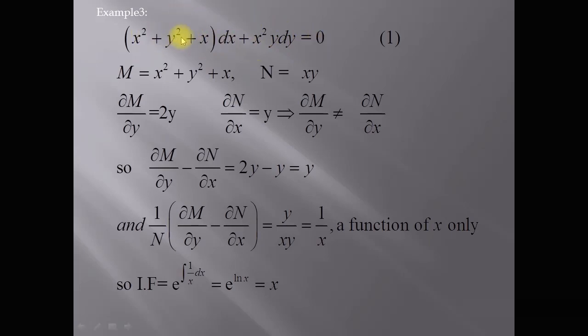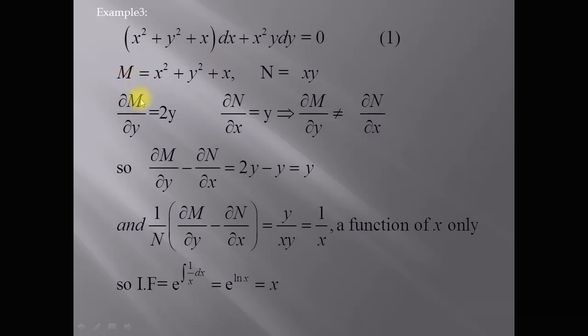The coefficient of dx is denoted by function M and the coefficient of dy is denoted by N. Now partial M by partial y is equal to 2y. The derivative of this x square with respect to y is 0, because x square is treated as a constant term in the partial derivative with respect to y. Now the derivative of y square with respect to y is 2y, and the derivative of x with respect to y is again 0.